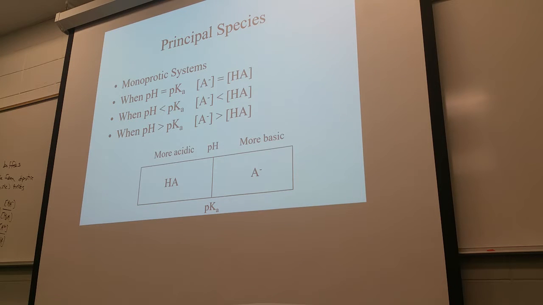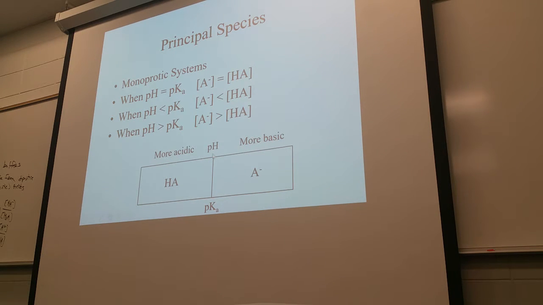If you remember back to Henderson-Hasselbalch, when pH is equal to pKa, you have equal amounts of both. So if you happen to have a pH that's equal to pKa, you would have 50% HA and 50% A minus. As you go more acidic, you're going to have more of the acid form and less of the base form.